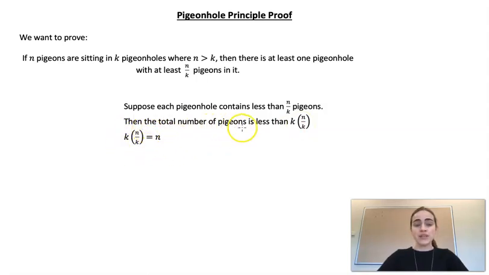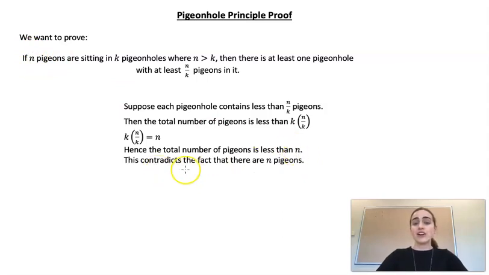So the total number of pigeons is less than n, but we said that we have n pigeons. That contradicts the fact that there are actually n pigeons, and hence our original statement must be true. So that's having a look at a proof of the pigeonhole principle.